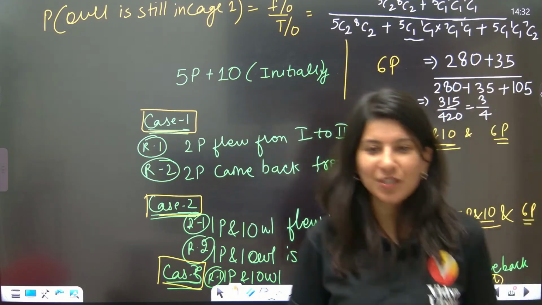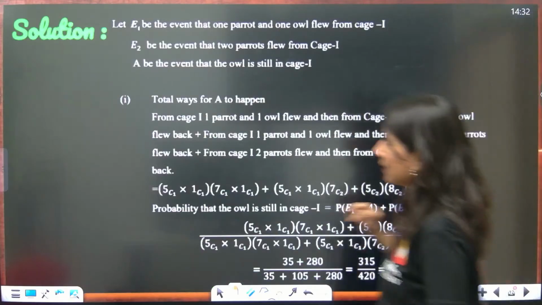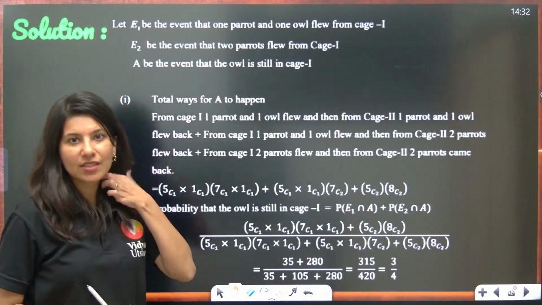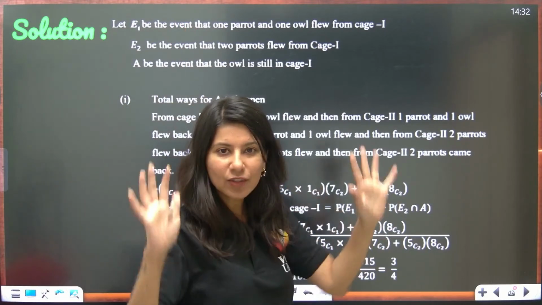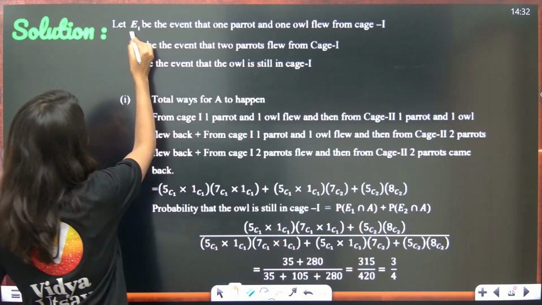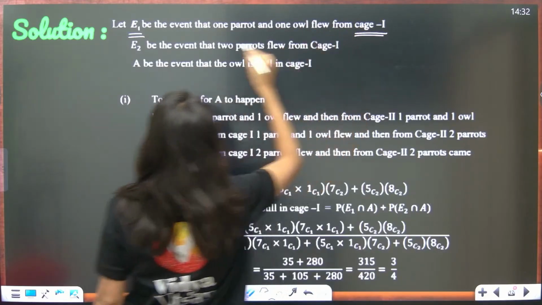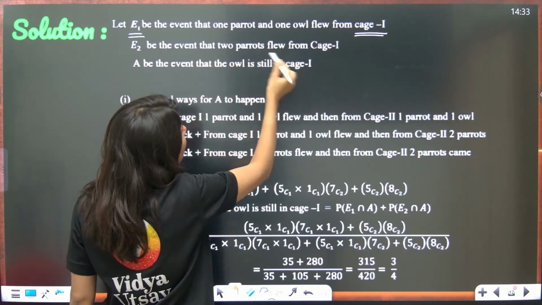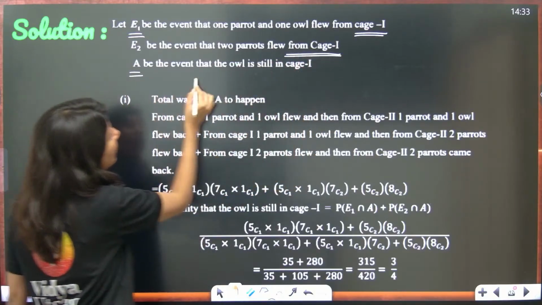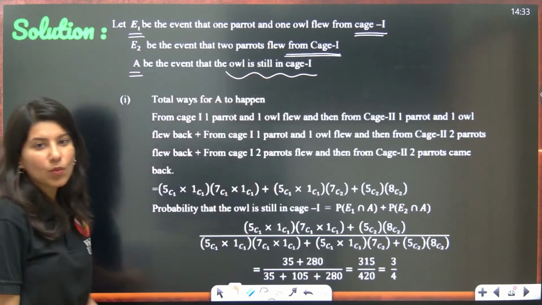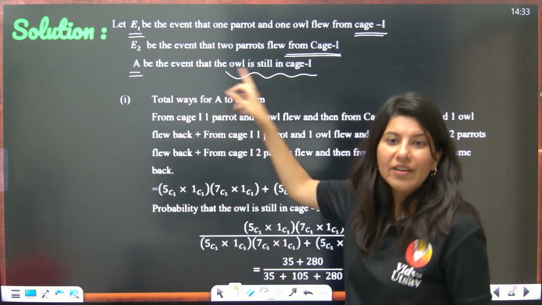Okay, I know this question is a little bit confusing, so let me summarize from the beginning, top to bottom. Let E1 be the event that 1 parrot and 1 owl flew from cage 1. E2 is the event that 2 parrots flew from cage number 1. And A is the event that the owl is still in cage number 1.